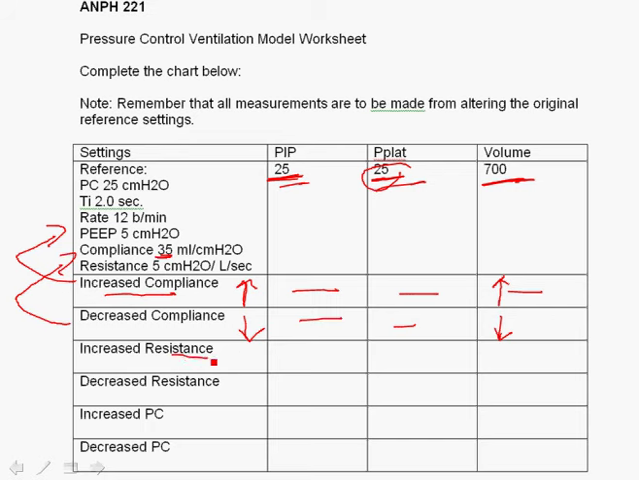So let's go back and have you utilize the lung model and determine what happens with the resistance, and what happens when you change the pressure control level or the driving pressure of the ventilator. So that's this control here.